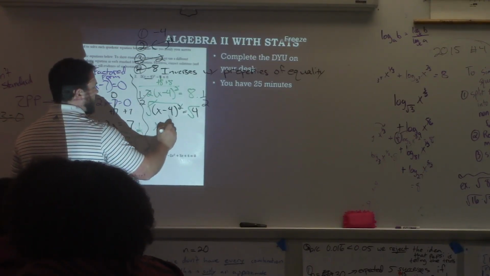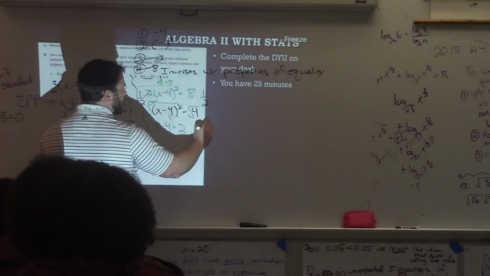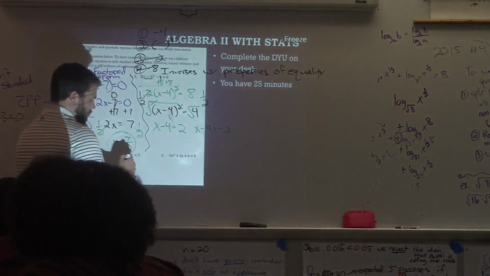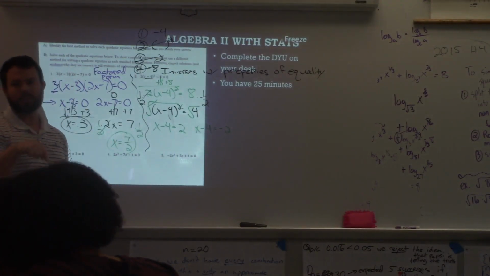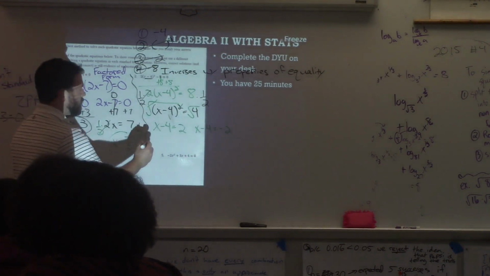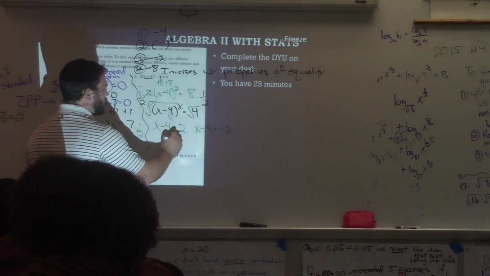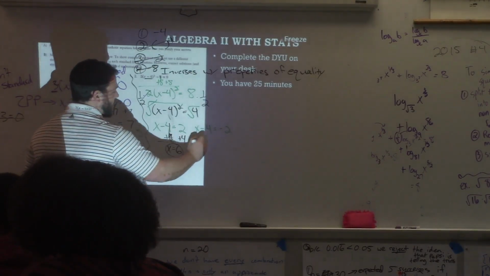So x minus 4 is equal to positive 2 and negative 2. Do not forget, when you take a square root, that's when you get a positive and a negative. Okay? So what is x equal? Plus, well, 6. 6 and 2.